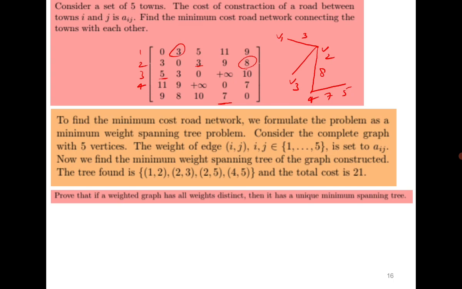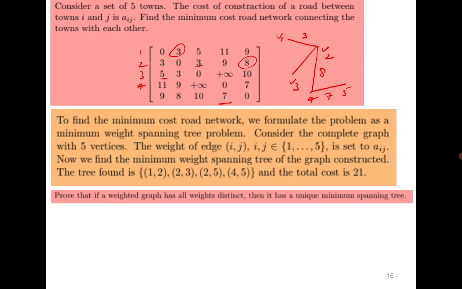The next question is to prove that if a weighted graph has all weights distinct, then it has a unique minimum spanning tree. So it can be directly followed from Kruskal's or Prim's algorithm because all weights are distinct. Kruskal's algorithm picks an edge with the minimum weight and there are no two choices at any stage, and therefore in the end we will get a unique minimum weight spanning tree.